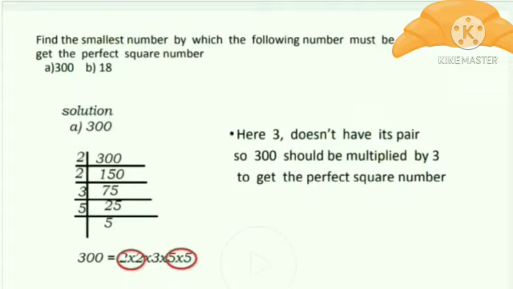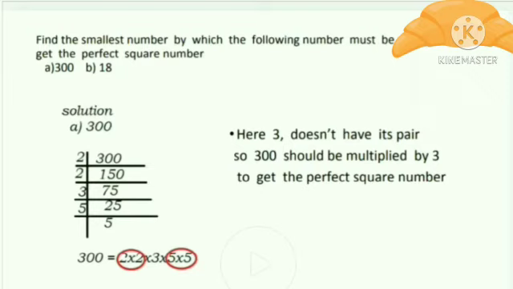Find the smallest number by which the following numbers must be multiplied to get a perfect square number. Option A 300, option B 18. So first one, solution 300. Now we have to do the LCM. LCM in the sense least common multiple. Least number. What is the least number? That's right, 2. So now with 2 we are going to do 2 table, 300 how many times?